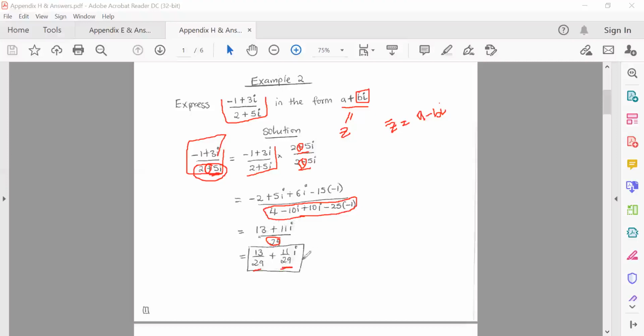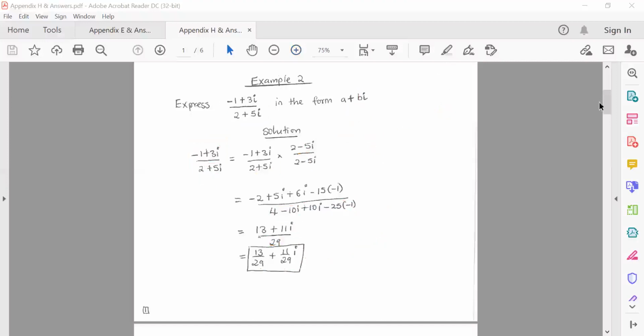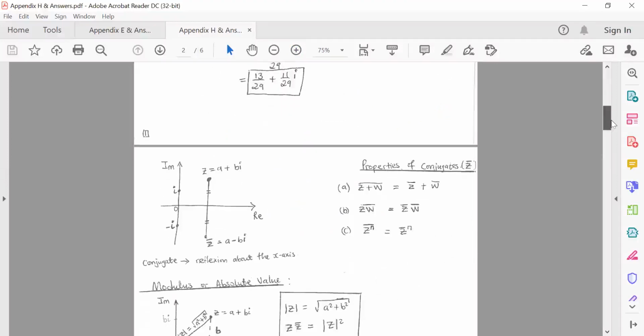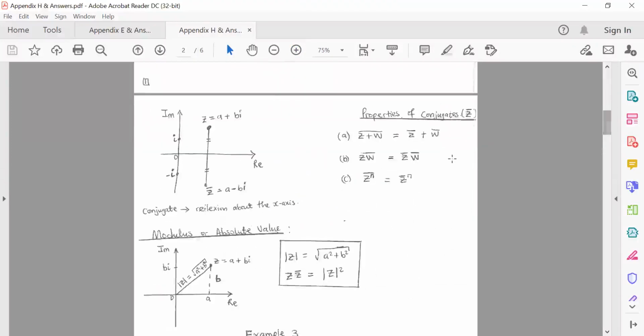Remember, I want it to be in this form, a plus bi. So you can't stop here, because this is some a plus bi over c. I want it in the form a plus bi, so make sure you split the bottom there. If everyone is happy with this example, let's see if we can do one more. Before we get there, let's look at some properties of complex numbers.